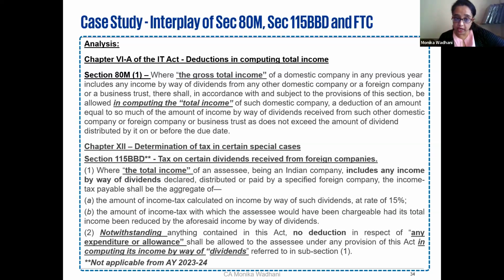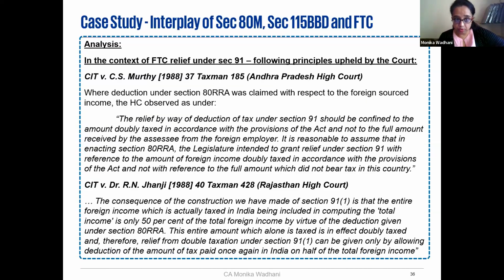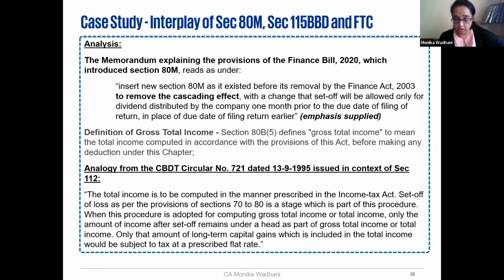However, I would like to highlight the memorandum which was brought as a part of Finance Bill 2020 at the time of reintroduction of section ATM, which read like this: insert new section ATM as it existed before its removal by Finance Act 2003 to remove the cascading effect, with a change that set-off will be allowed only for dividend distributed by the company one month prior to the due date of filing of return in place of the due date of filing of return earlier, etc. So it uses the word cascading effect.